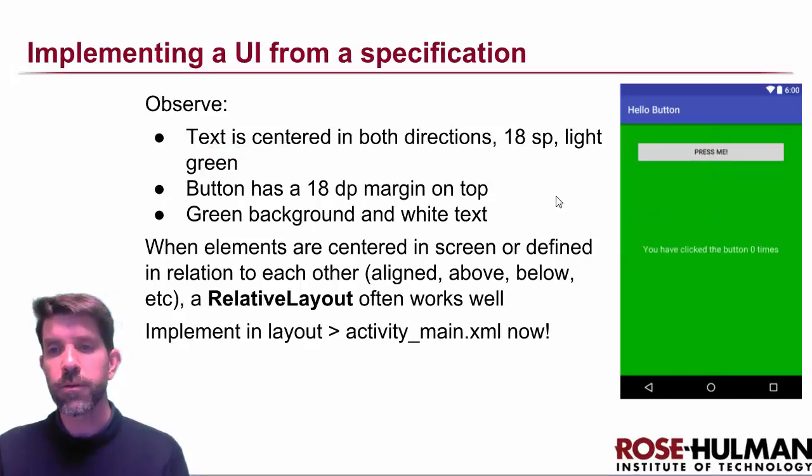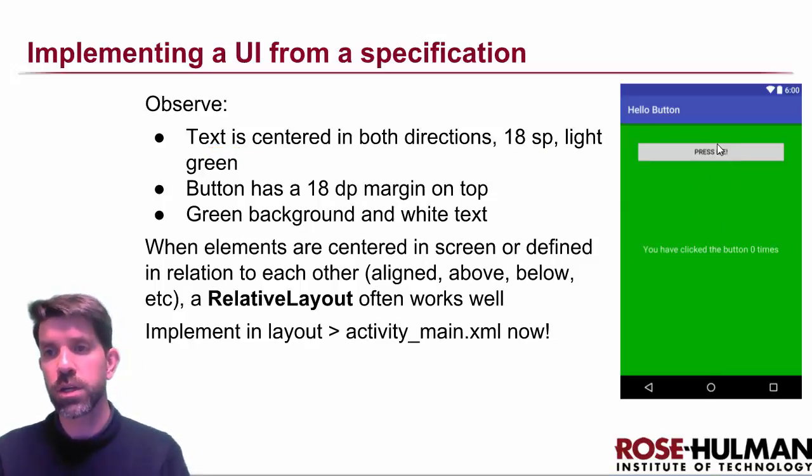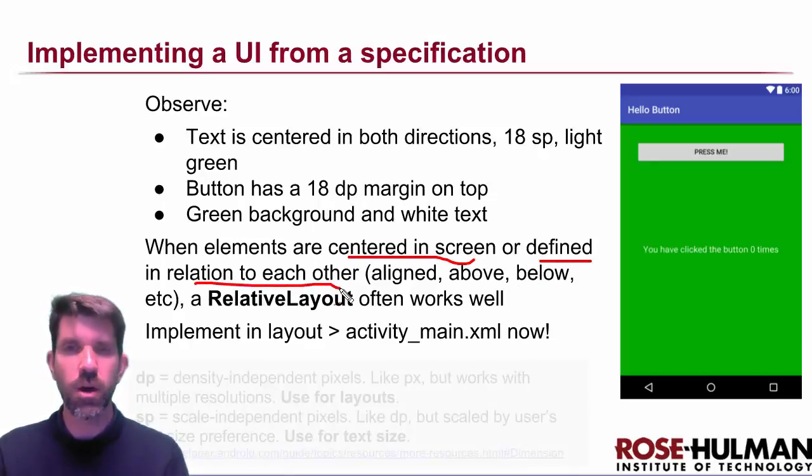Now, the first thing that we need to figure out is which layout to use. There are different ones. If you wanted to put things all next to each other in a straight line, a linear layout's nice. But when we have things that are centered on the screen, or if we can define them relative to each other, right? So either aligned or above or below, to the left, to the right, whatever. Then relative layouts work really, really well. All right. So let's go ahead and do that right now.